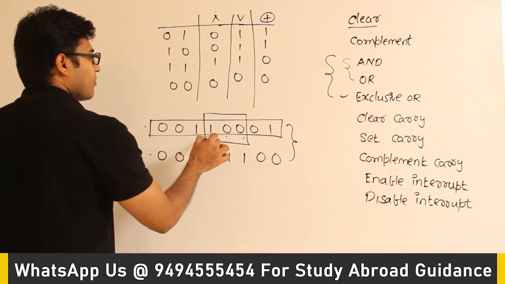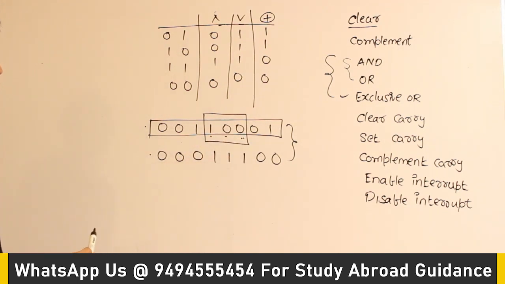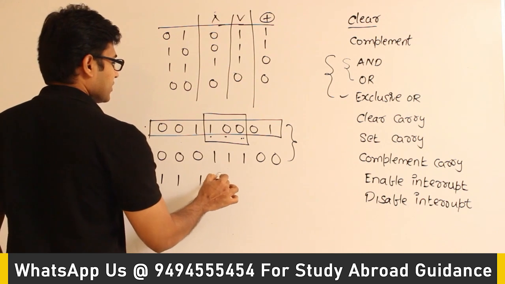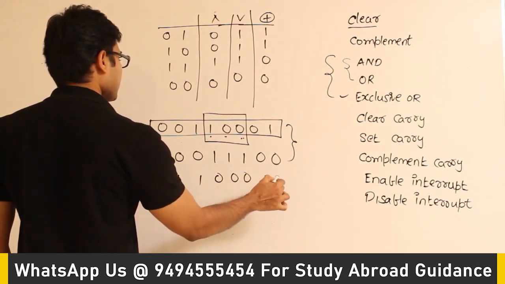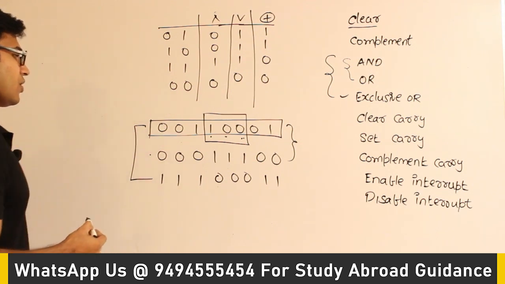In case you want to mask these bits, meaning you want to make them zeros and leave the other bits as they are, then I can use 1 1 1, and in this place I can use 0 0, and I can use 1 1, and I can take these two operands and apply logical AND.